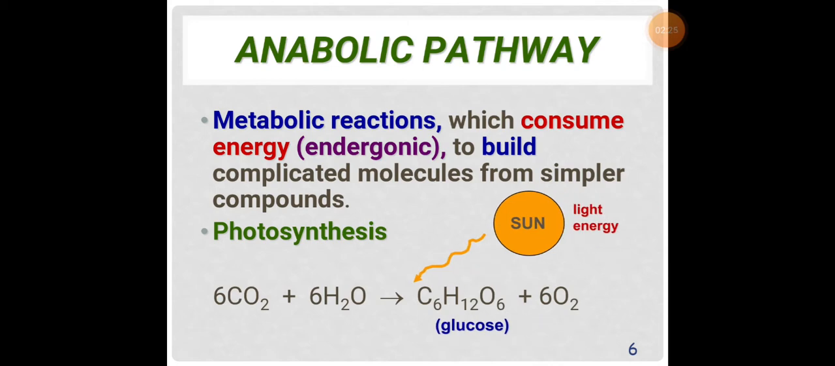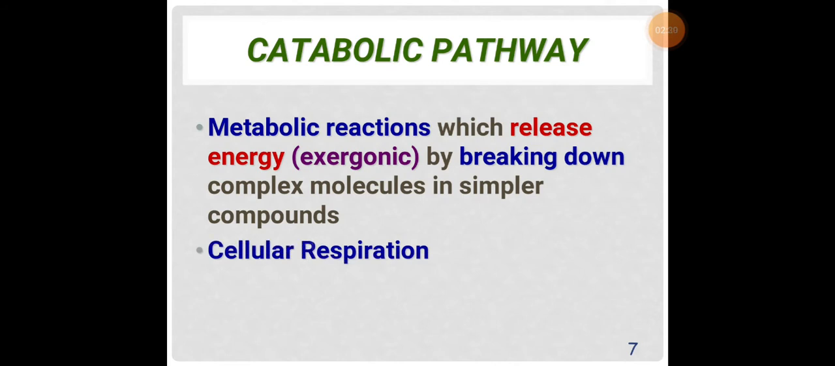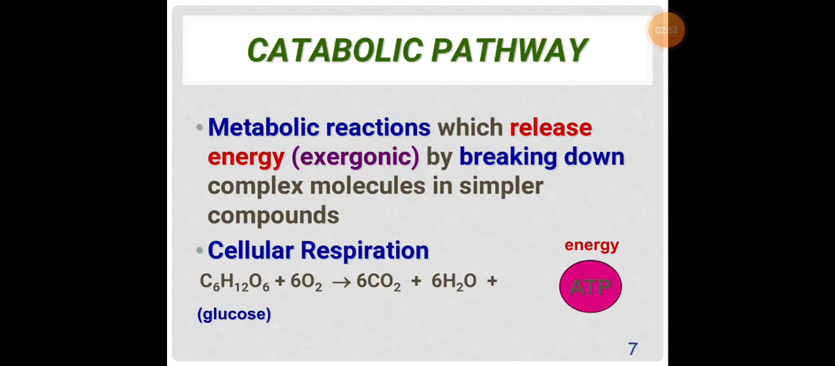Another type is catabolic. That means a breaking down reaction. It releases energy, exergonic, by breaking down complex molecules into simple compounds. An example is cell respiration. So photosynthesis is building up, giving macromolecules. Cellular respiration is breaking down complex molecules to give the simplest compounds with release of energy. For example, glucose will produce CO2 and H2O.